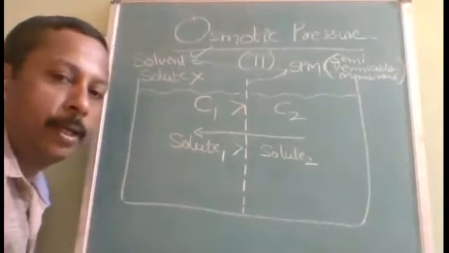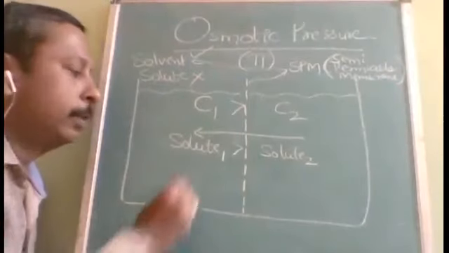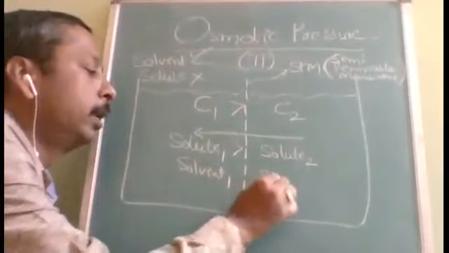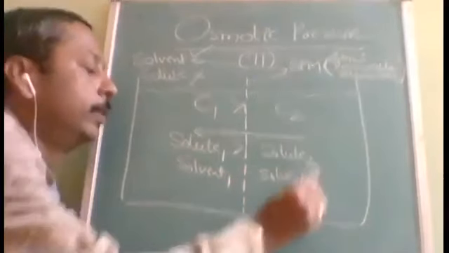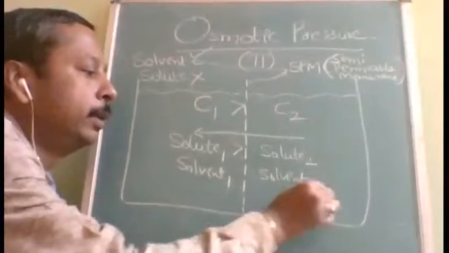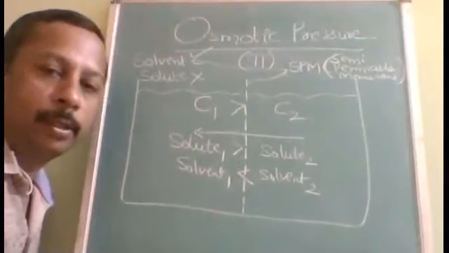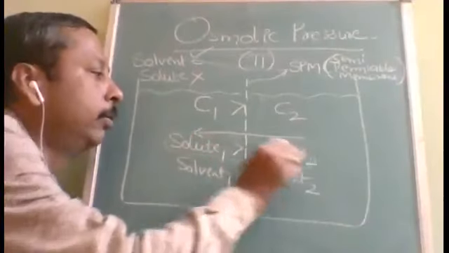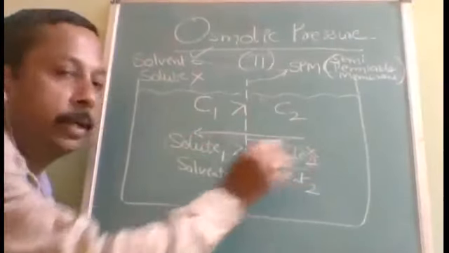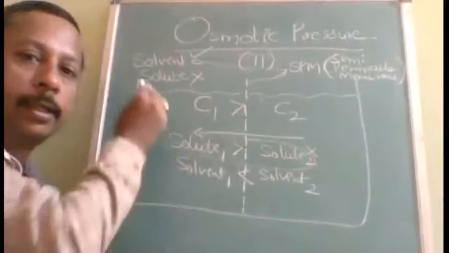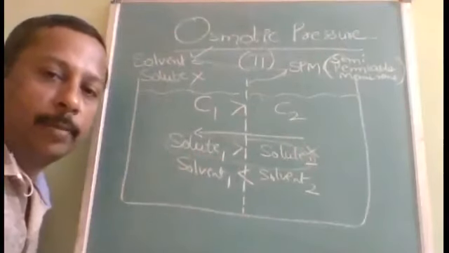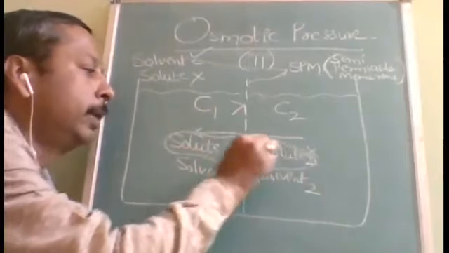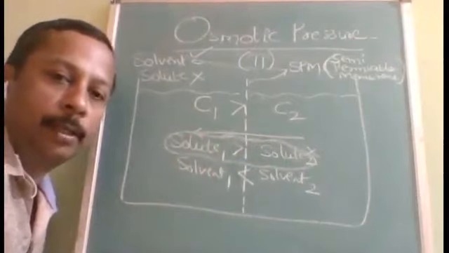Okay. Now let us take it the other way. We will take it in terms of the solvent. Solvent 1 and solvent 2. So which is more here? Less concentration means solvent 2 is more. Okay. So once solvent 2 is more, we cannot do anything with the solute because solutes are not permitted to move here and there. They're restricted by the semi-permeable membrane. So we should think from the point of the solvent.